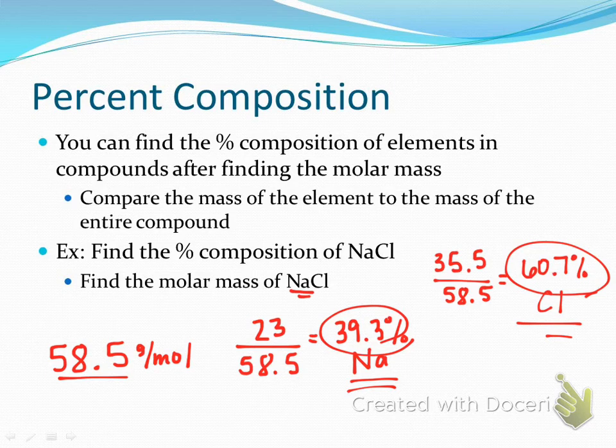So this is a way for you to check yourself. When you finish a percent composition problem, you should add your percentages together. If they don't add up to 100 or really, really close to 100, you know you've got a problem. They should add up to 100%. In this case, they do. All right, very good.